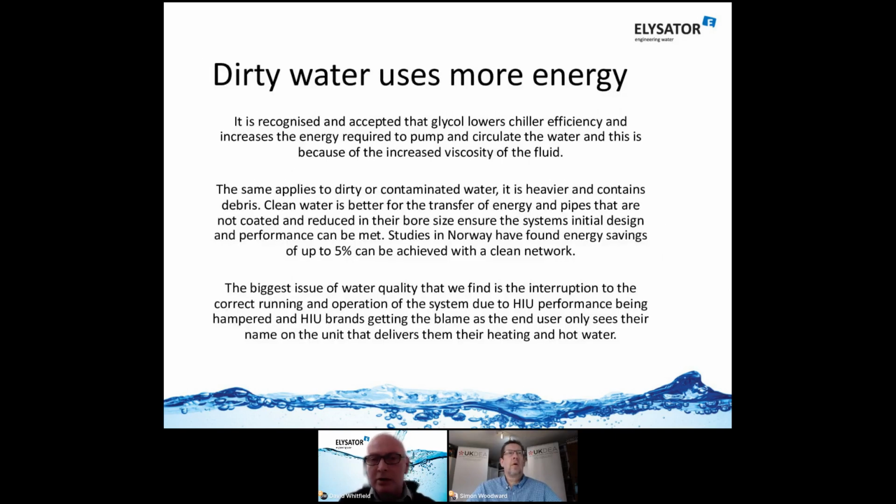And dirty water uses more energy. We all know that glycol lowers efficiency and it requires more power. Exactly the same applies to dirty water. Dirty water does need more energy to move around, increases pump power and reduces boiler efficiencies. Studies in Norway found that we can save up to 5% with a clean network.